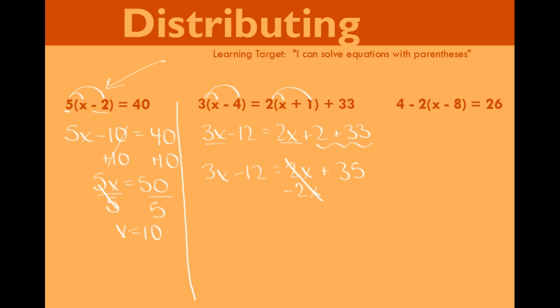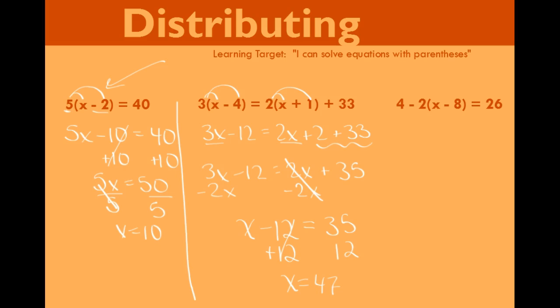So it's gone over here, but I have to subtract it from the left side also. And 3 minus 2 is just 1, so I can just leave it x. The negative 12 drops, and the 35 drops. And then I just add this 12 to get rid of it. And x equals 47. And I'm not going to check that on here. You'll have to trust me. You can check it if you want.